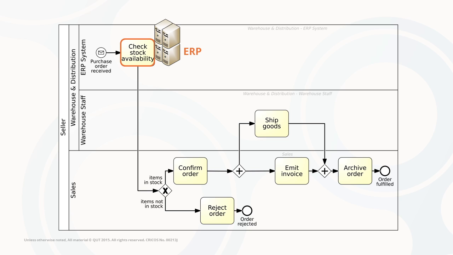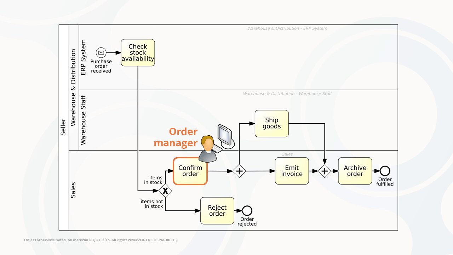Now, once this automated activity has been completed, the BPM system will take care of the work related to this particular purchase order to transfer this work to the resource in charge of executing the next activity, which, assuming that items are in stock, is activity confirm order. So to pass work on to an order manager, who will be able then to confirm order.